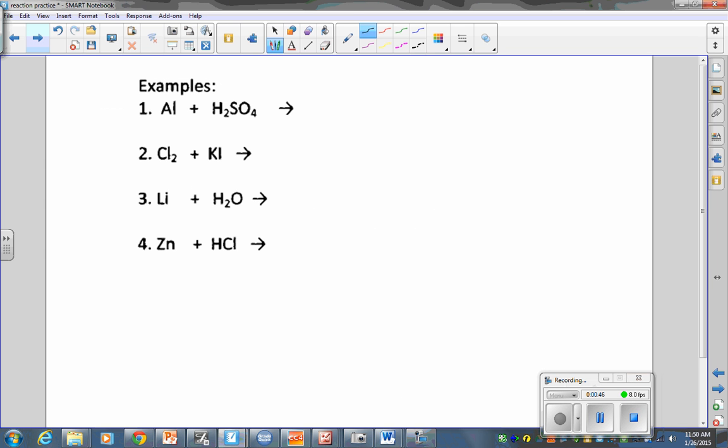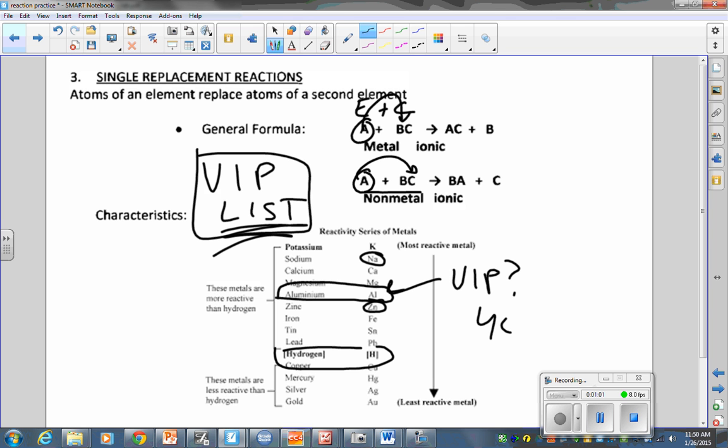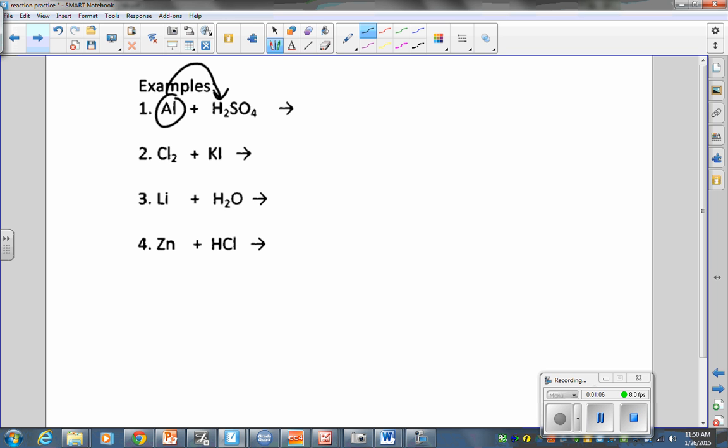So like for example here, I have aluminum and H2SO4. Aluminum is a metal, so it's going to kick out the front if it works. So I come back and check in the chart. Aluminum's there. Hydrogen is there. Notice how aluminum is VIP? Yes. So what does that mean? I come back over here, and guess what? Hydrogen gets kicked to the curb.